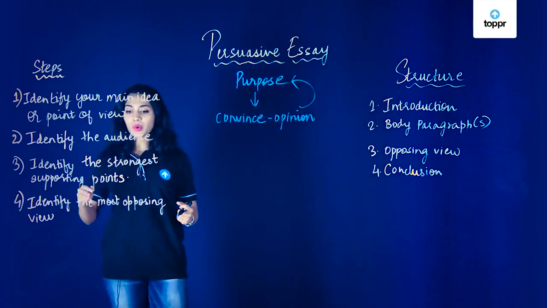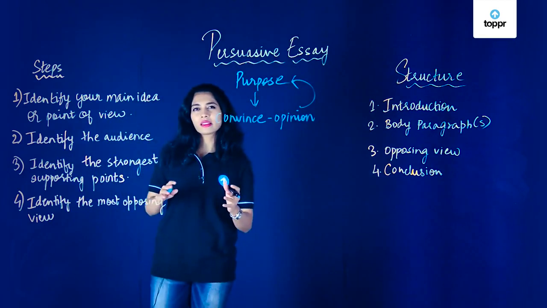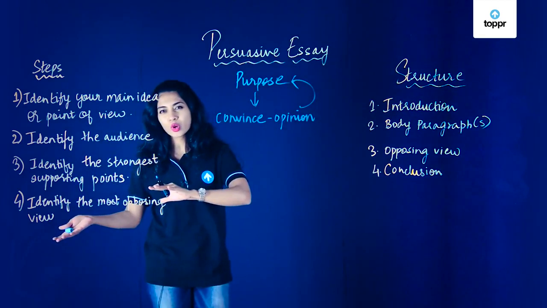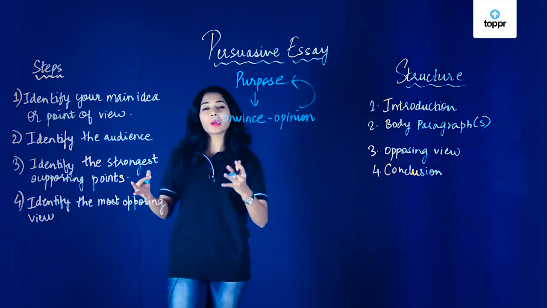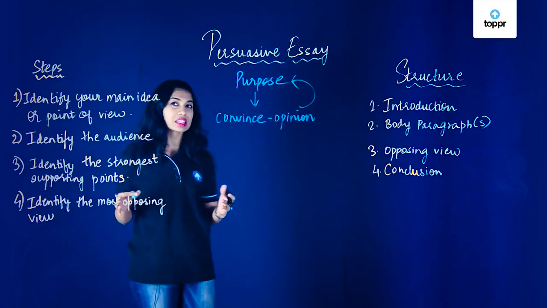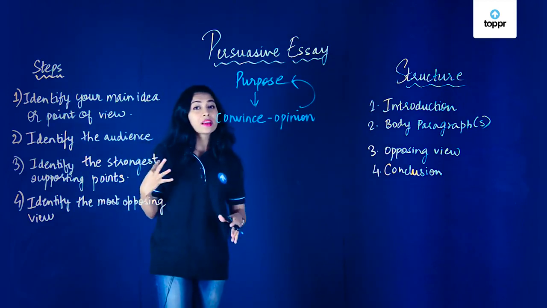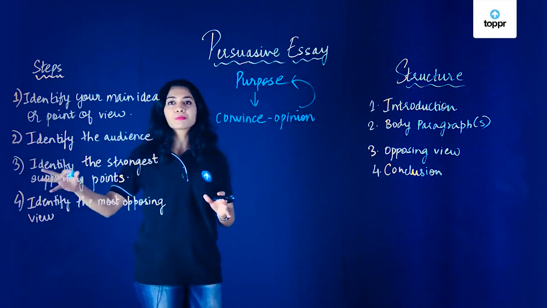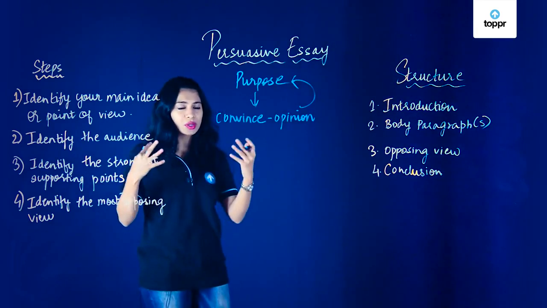And the fourth thing that we do is identify the most opposing view. That's something that is the counter view. It's known as the counter view in writing. So this is an opposing point. So an opposing point could be that leafy green vegetables are not very tasty, and that can be the opposing view for this particular essay, which is to encourage kids to have leafy green vegetables.